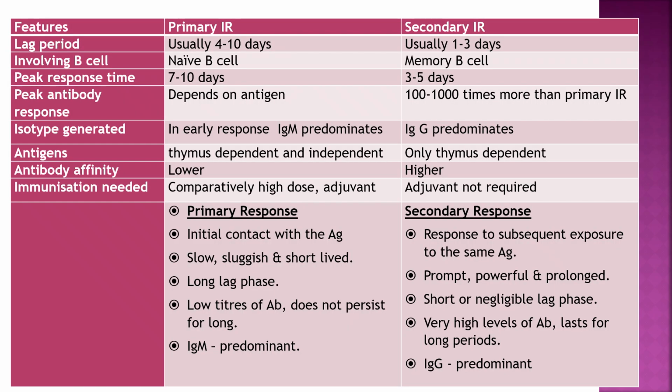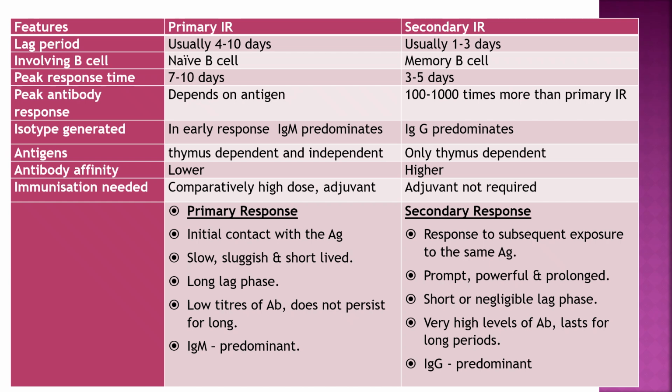Primary immune response: the immune response after the first contact with the antigen, usually 4 to 10 days lag period. Secondary immune response: second contact with the antigen, lag period usually 1 to 3 days. Primary immune response involves naive B cells; secondary immune response, memory B cells. Primary peak response time 7 to 10 days, secondary 3 to 5 days. Peak antibody response: primary depends on antigen, secondary 100 to 1000 times more than primary.